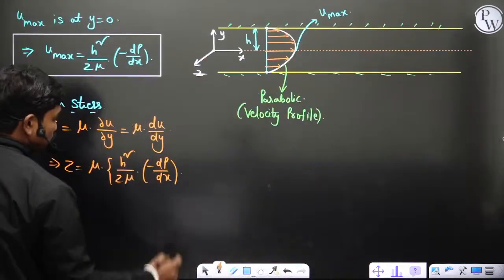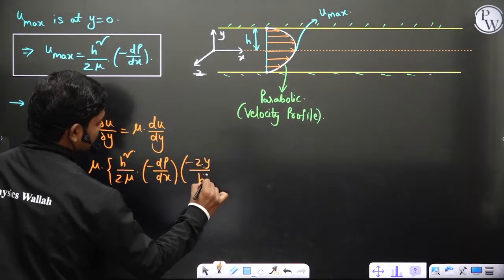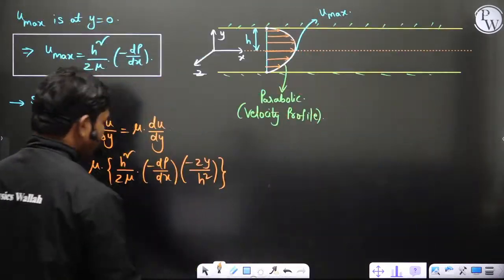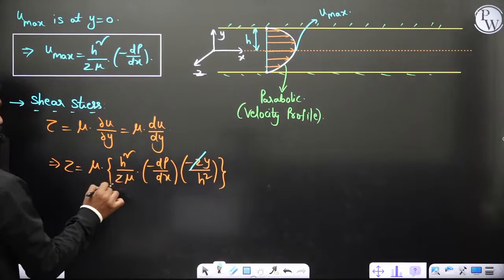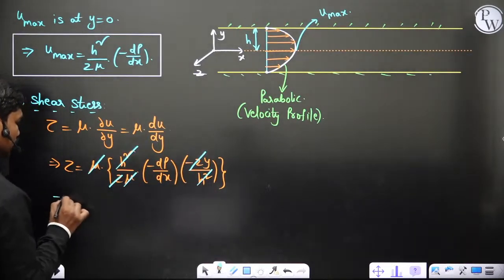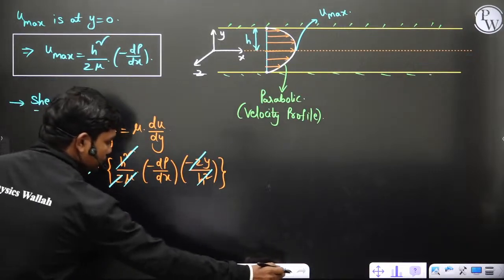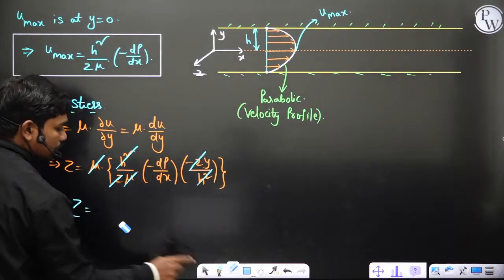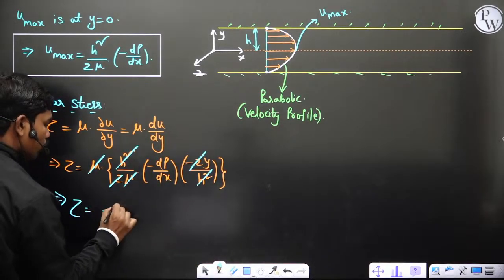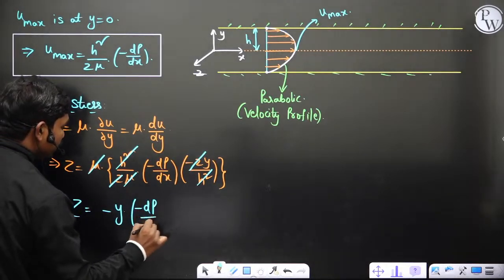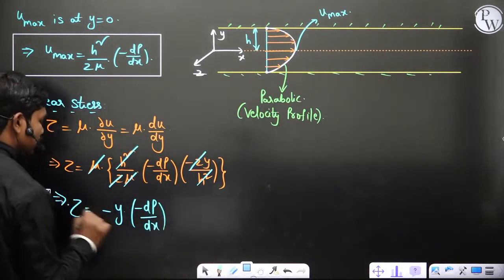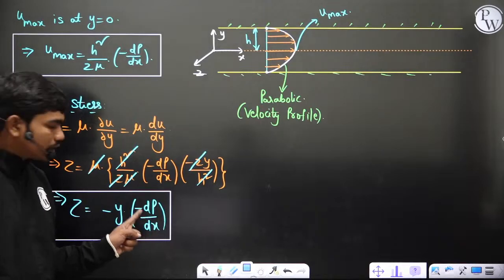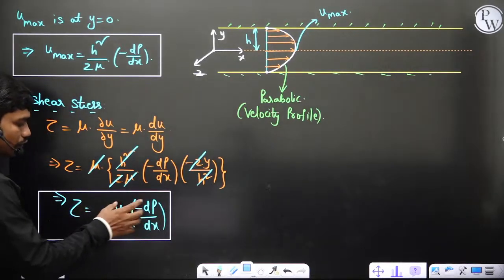The derivative of the remaining term is minus 2y by h square, correct? Now you can see this 2 and this 2 get cancelled, mu gets cancelled, h square gets cancelled. So tau is equal to minus y times minus dp by dx, that is, tau is equal to minus y into dp by dx. Now you know minus dp by dx is constant, so tau is of the form some constant times y.